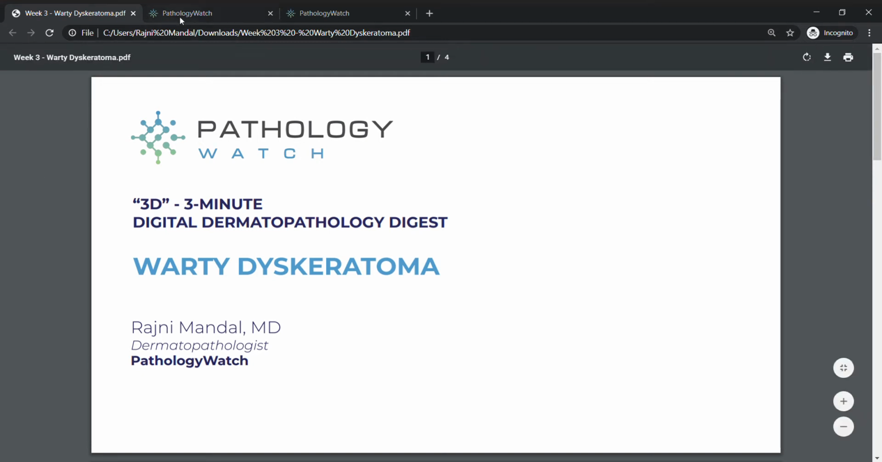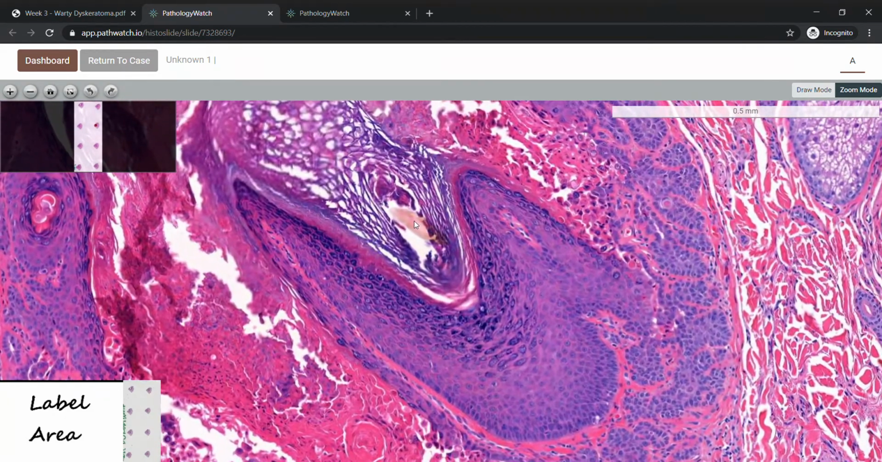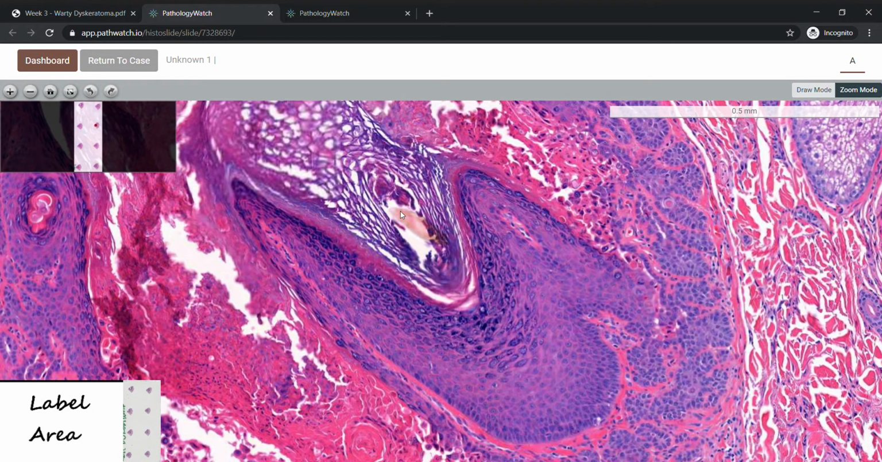Today's topic is Warty Dyskeratoma. Warty Dyskeratoma commonly presents as a solitary and sometimes umbilicated papule on sun-exposed areas of the head and neck. It is an endophytic lesion, seen here growing into the skin. It can also be cup-shaped and can be centered around a follicle, as in this case, where you can see a hair shaft in the center of the lesion.